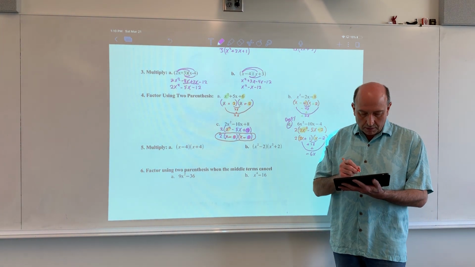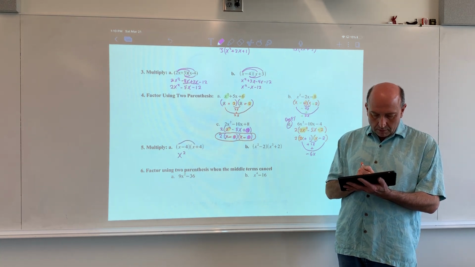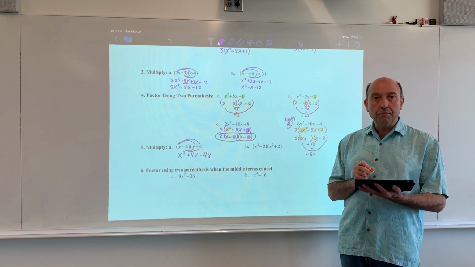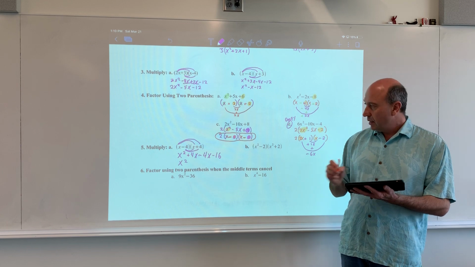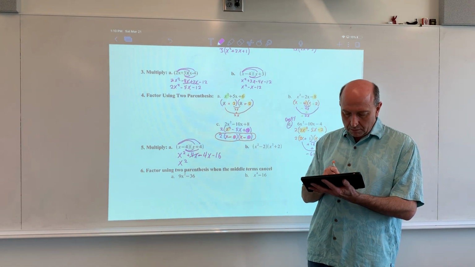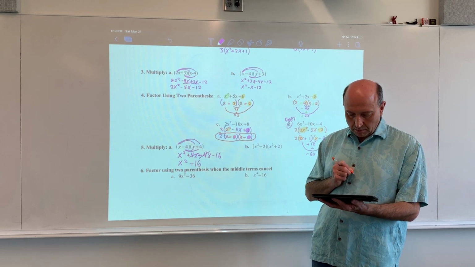Okay, so watch this. X times x is x squared. X times 4 is 4x. Negative 4 times x is negative 4x. And negative 4 times positive 4 is negative 16. Positive 4x minus 4x cancels. So you're left with x squared minus 16.